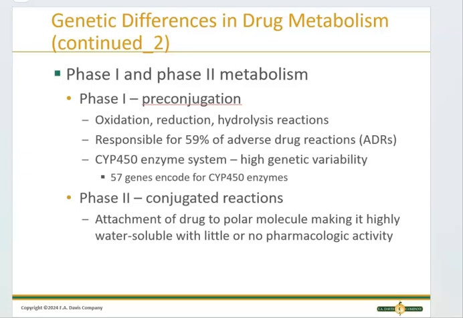In phase 2, we are now in the conjugation reactions, which is the attachment of the drug to polar molecules, making it highly water soluble with little to no pharmacologic activity. When we talk about the CYPs, they are generally located in the endoplasmic reticulum and the mitochondria in human cells. We find the CYPs mainly in the liver and the intestine, and to a somewhat lesser extent in skin, brain, lung, and kidneys.